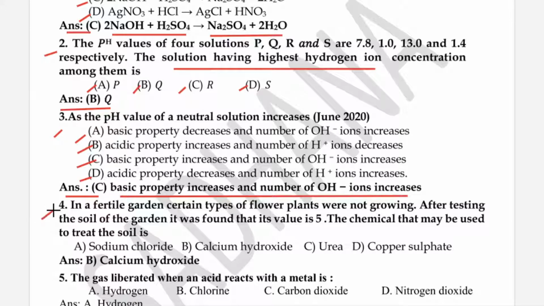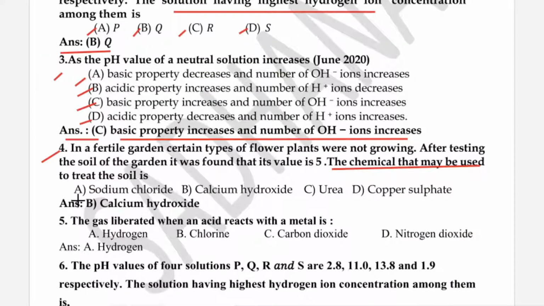Question number 4. In a fertile garden, certain types of flower plants were not growing. After testing the soil of the garden, it was found that its pH value is 5. The chemical that may be used to treat the soil is. The options are option A, sodium chloride, B, calcium hydroxide, C, urea, D, copper sulfate. We can see the answer here, option B, calcium hydroxide may be used to treat the soil here.